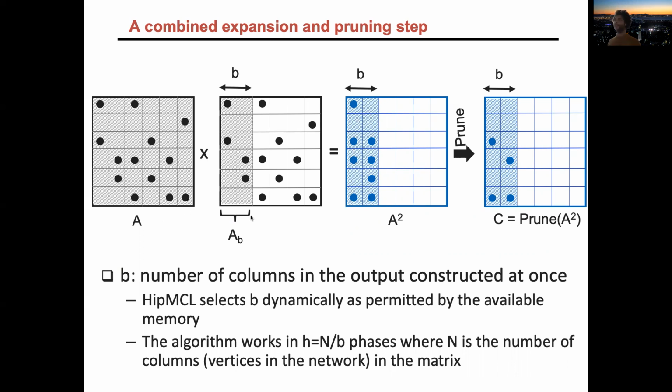So what happens when I run this algorithm in 10 batches as opposed to 1 batch? Well, I am rebroadcasting A 10 times. So that's the cost of the batching that I haven't described before.